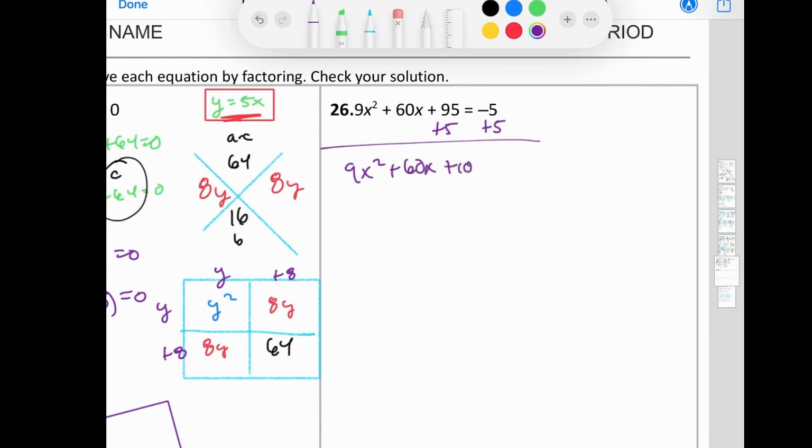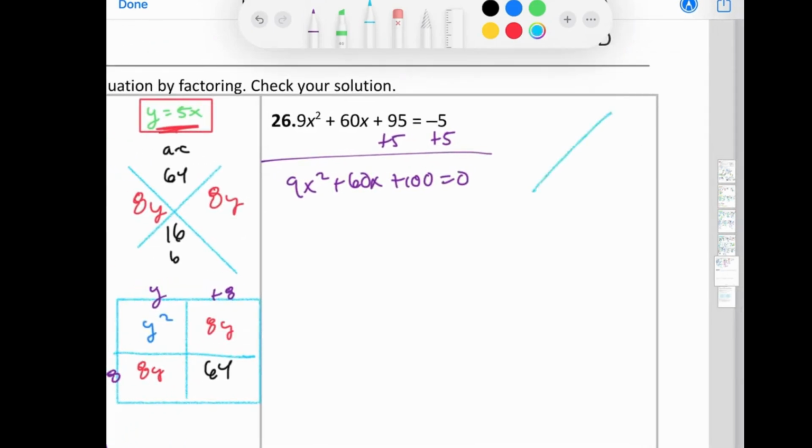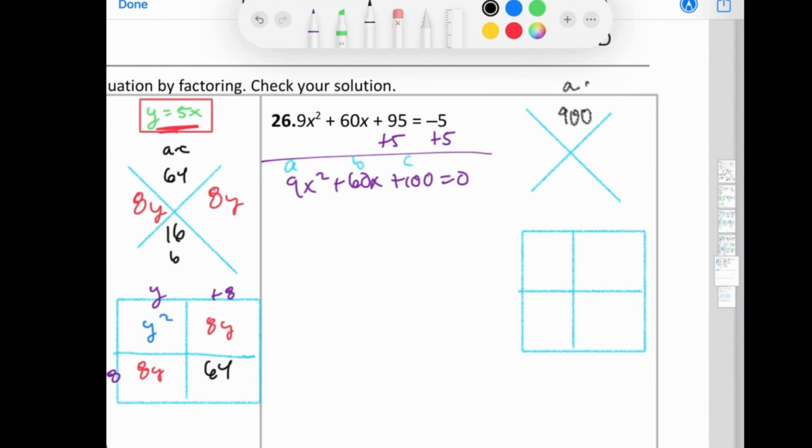Let me show you how it is possible to do this without the chunking method. Whoa, Mr. Hang, whoa. Okay, A, B, C. A times C is 900. My B value is 60. So I'm thinking 30 and 30. So that would be 30x. 30x. Do you realize how large these numbers are?